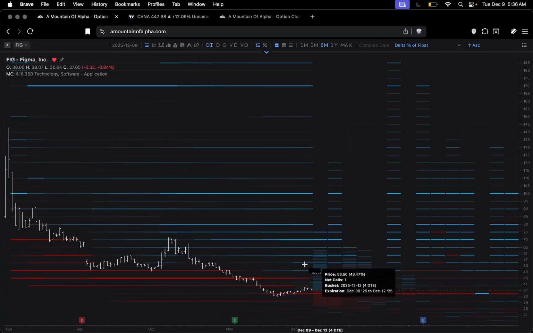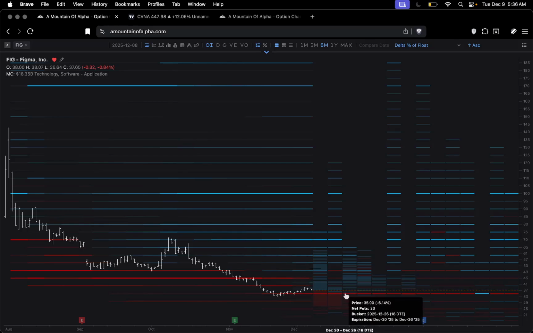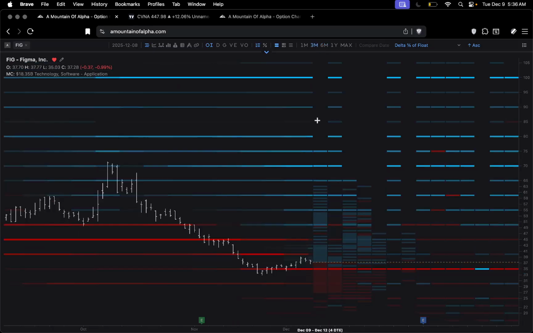Okay. There's this big 35 here. See this 35? There's a lot of overhead calls here at 70 all the way to 100. Fantastic, right? But volatility has been compressing. Let's zoom in a little bit more because it's a new company. Volatility has been suppressing, but Figma hasn't been doing anything. It's just staying at 35, right? Let's look at volatility.